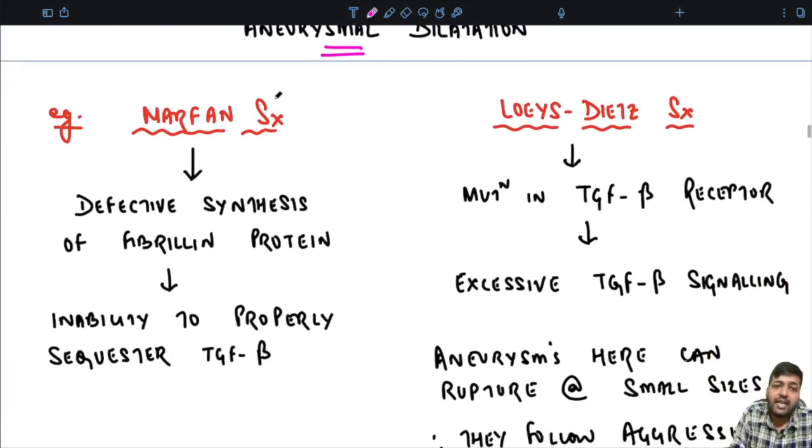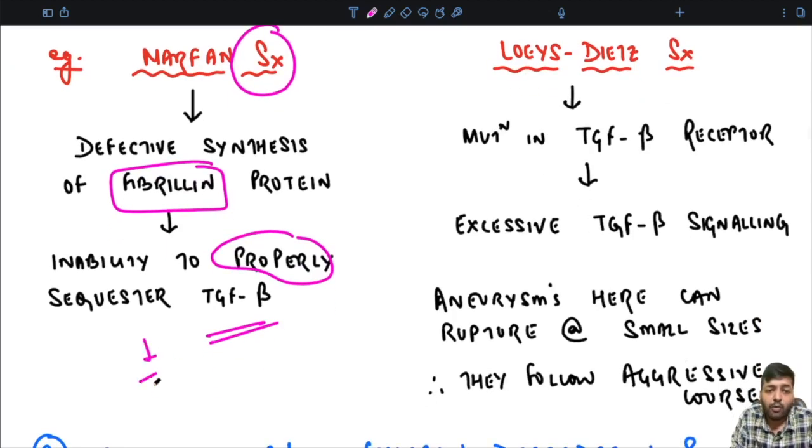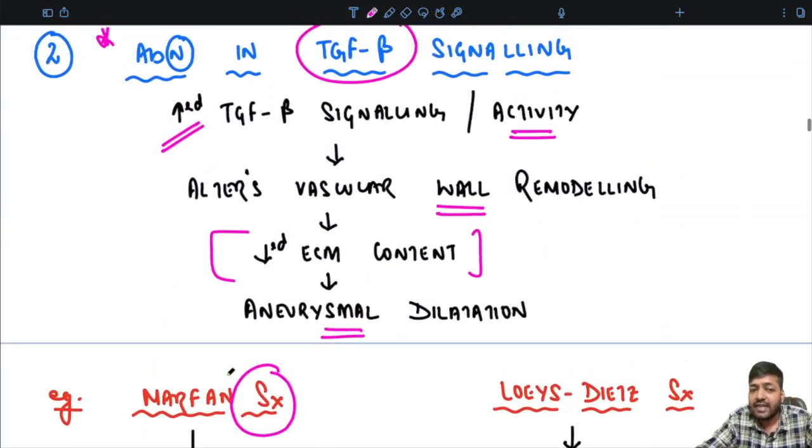So what is the example of this particular point? For example, in Marfan syndrome, there is a defective synthesis of fibrillin protein, and because of this there is inability to properly sequester TGF-beta. As a result, more TGF-beta is available. So excessive TGF-beta signaling will be there. That will lead to altered vascular wall remodeling. That will lead to reduced ECM component, and ultimately there will be aneurysms in patients of Marfan syndrome.